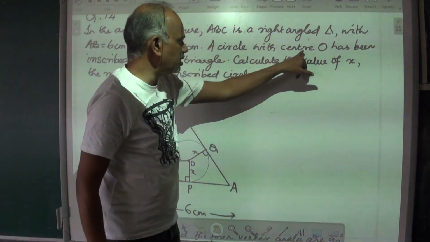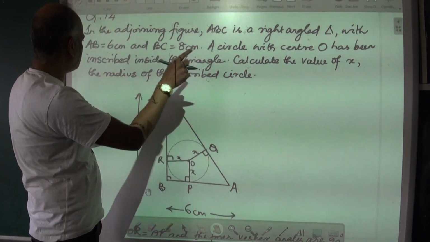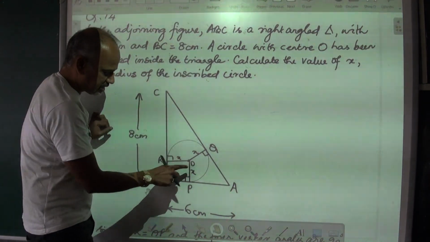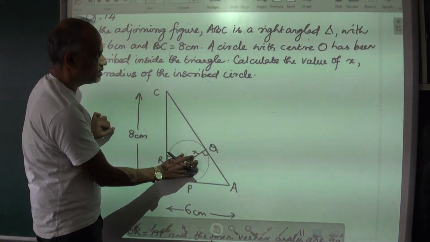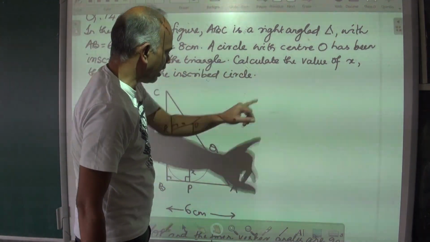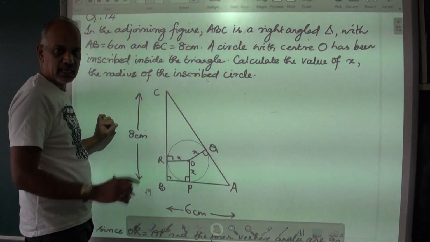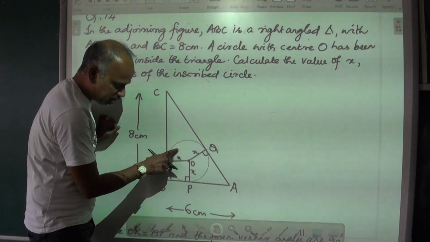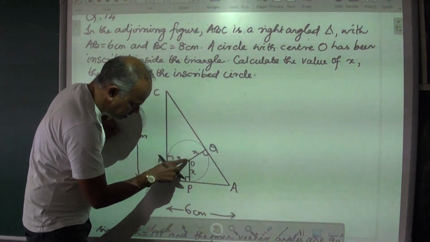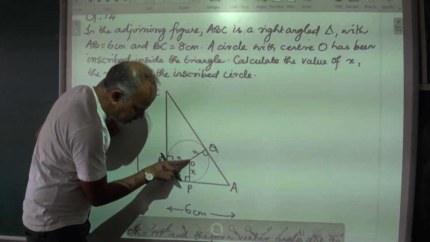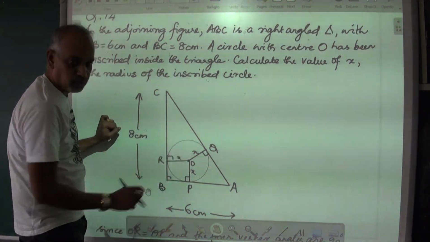A circle with center O has been inscribed inside the triangle. It is inside the triangle, touching all three sides of the triangle. So that's an inscribed circle. Calculate the value of x, the radius of the inscribed circle. You can see this is the center. This length is the radius, which is x. This length is also the radius, which is x. This length is also x. You have to find the value of x.